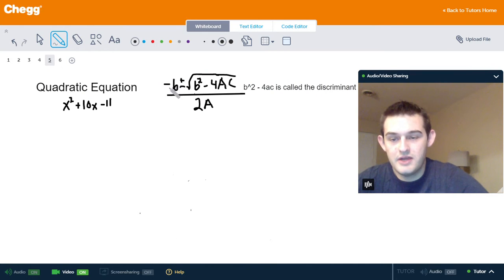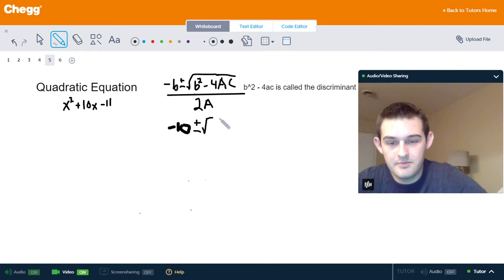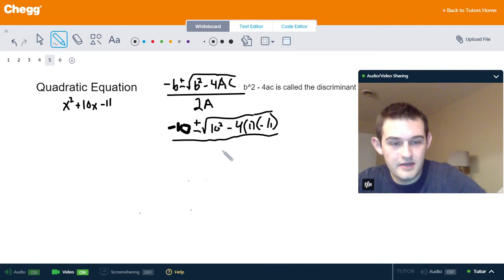Okay, so plugging in, negative b will be negative 10, plus or minus the square root of b squared, so that's 10 squared, minus 4 times a, which is 1, times c, which is negative 11, all divided by 2 times a, which is 1, so 2. Okay, and that's what x is equal to.